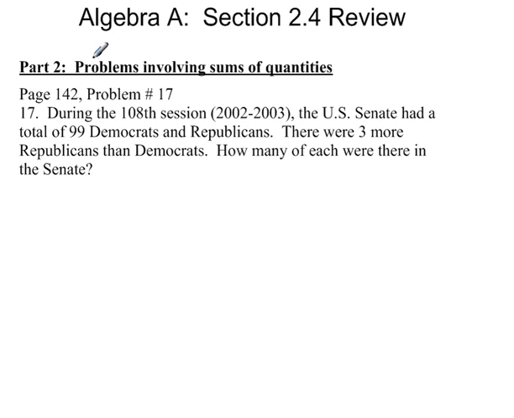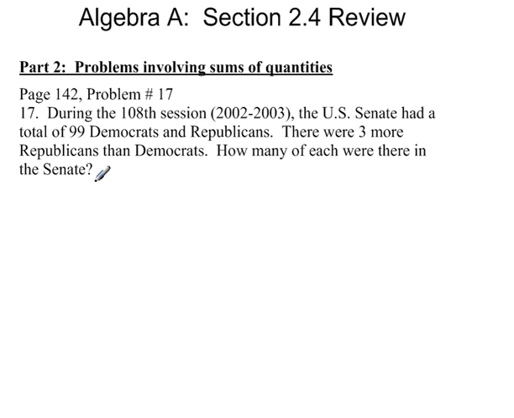Now your second type of problem involves sums of quantities. I'm going to put problem number 17 up as an example. And this one deals with the number of senators. U.S. Senate had a total of 99 Democrats and Republicans. And this was in 2002-2003. There were 3 more Republicans than Democrats. How many of each were there in the Senate?